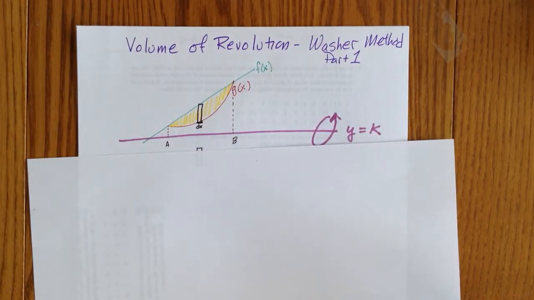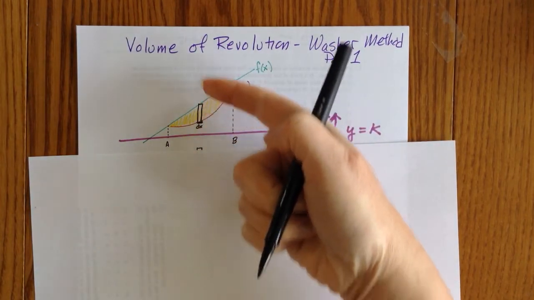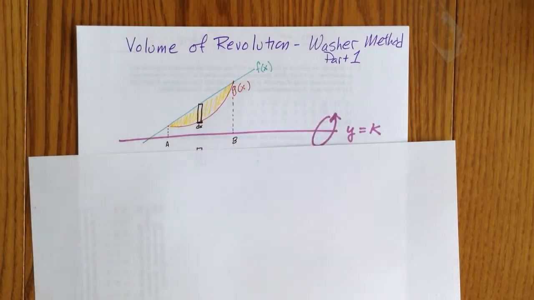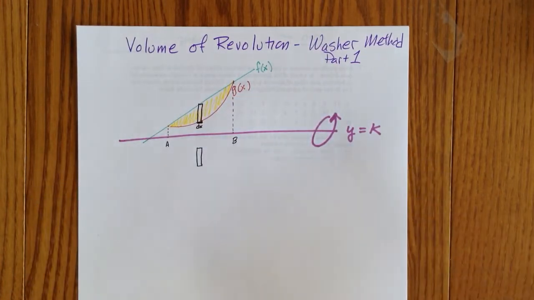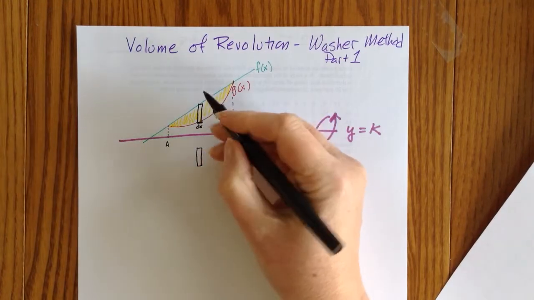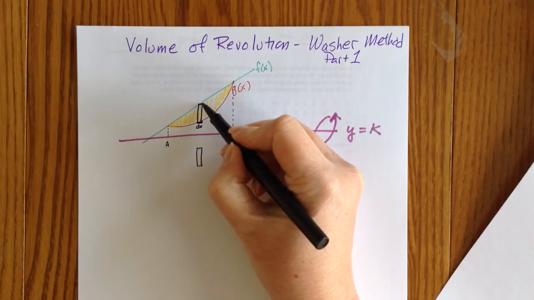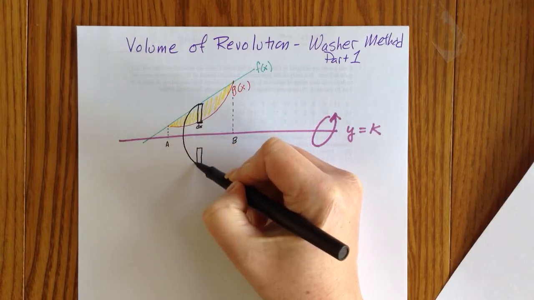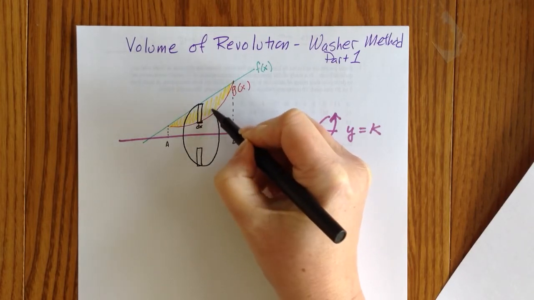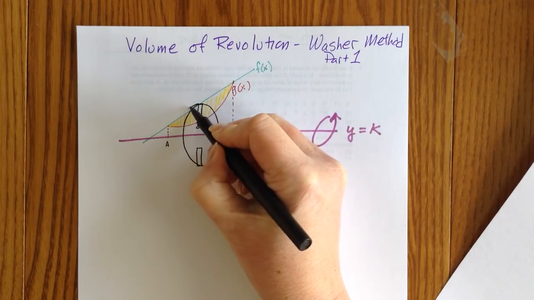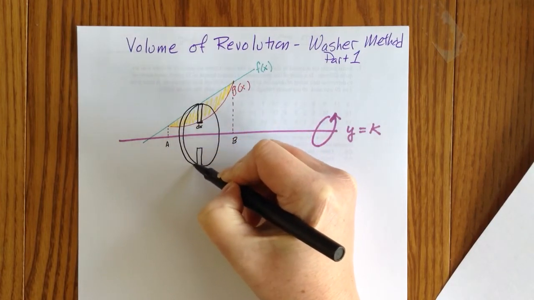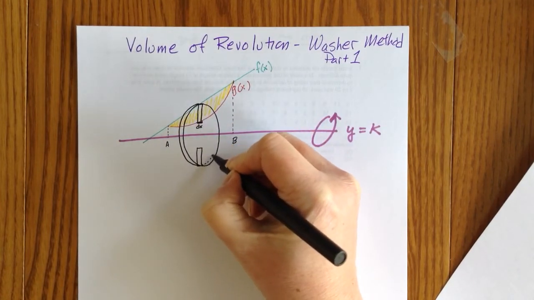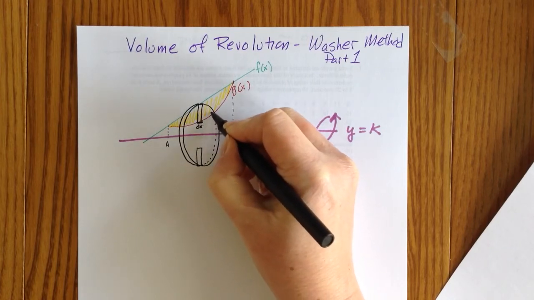All right, now here's the gig. We're going to take this rectangle and revolve it. All right, stay with me. When we do this, this bad boy is going to rotate all the way down and around like so.